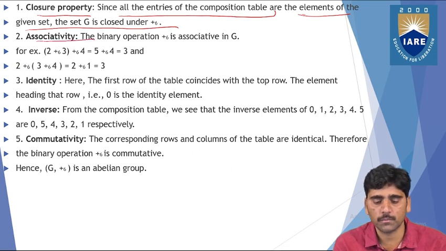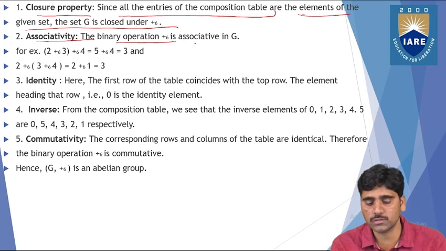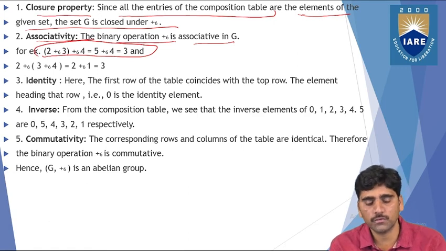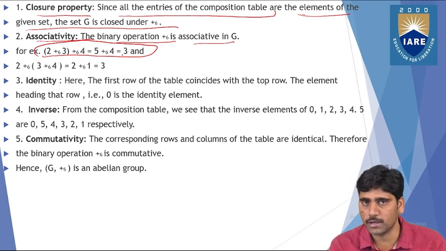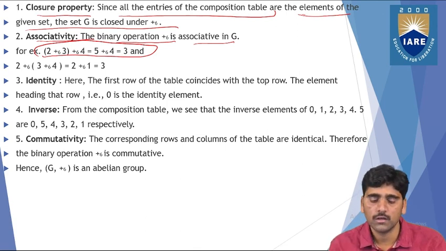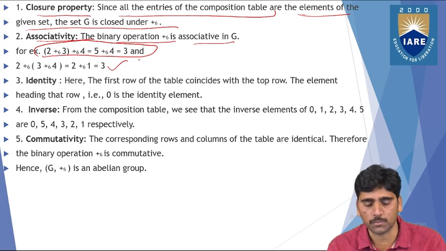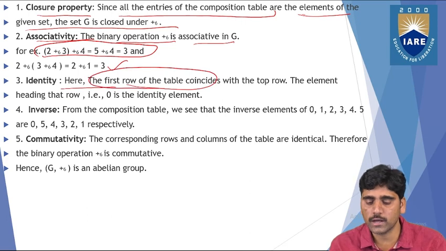And next, the associative property. The binary operation addition modulo 6 is associative. If you can see this, (2 plus 3) plus 4 is 5 plus 4, which modulo 6 equals 3. So the value we get with addition modulo from the left side is the same as the value we get from the right side. Since both sides give the same values, the associative property is satisfied.